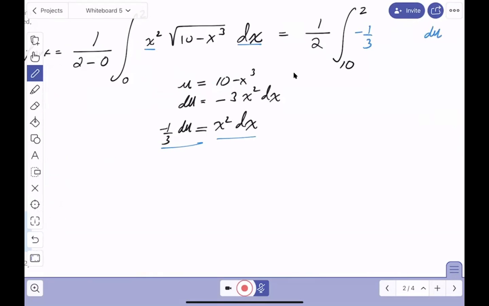Okay, we'll do that later. All right, I know it looks bad. And the next thing I'm going to do is this over here. And what's this in the land of u's? It's u to the 1/2 power.